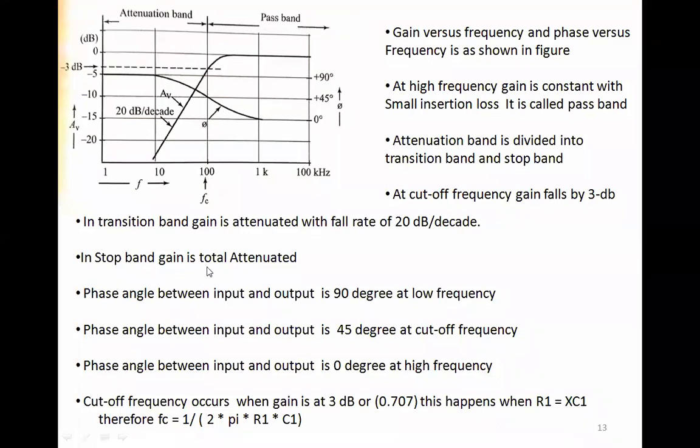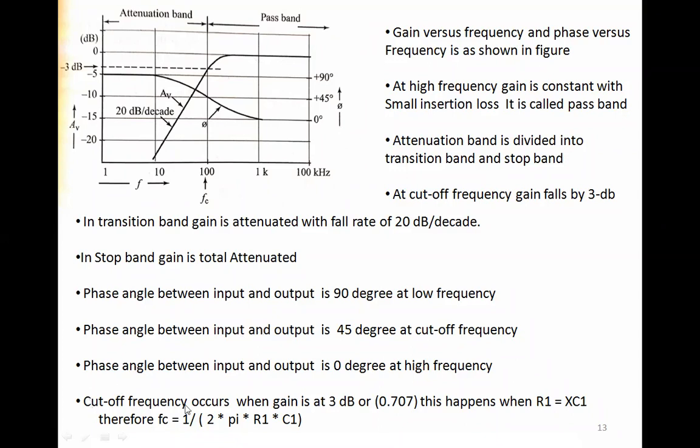In stop band, the gain is totally attenuated, so that's why it's called stop, isn't it? The phase angle between input and output is 90 degree at low frequency. So at lower frequencies it's about 90 degree. And the phase angle between input and output is 45 degree at cutoff frequency. You can see that this is the cutoff frequency, so 45 degree angle has been created. And the phase angle between input and output is 0 degree at high frequency. So at high frequency there is no angle that is actually forming, so it becomes parallel.